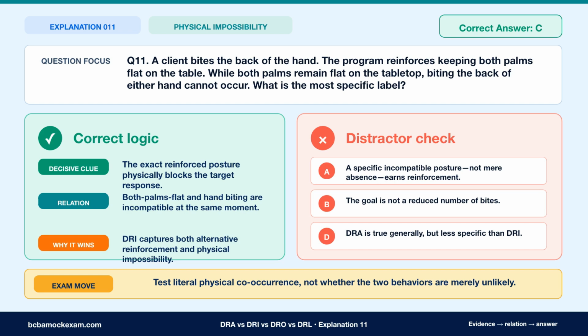Compare the other options. A specific incompatible posture, not mere absence, earns reinforcement. B. The goal is not a reduced number of bites. D. DRA is true generally, but less specific than DRI. Test literal physical co-occurrence, not whether the two behaviors are merely unlikely.